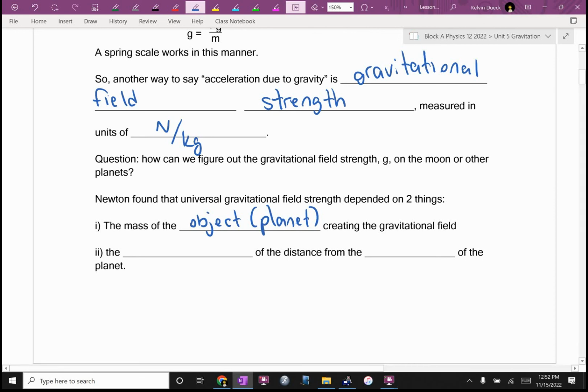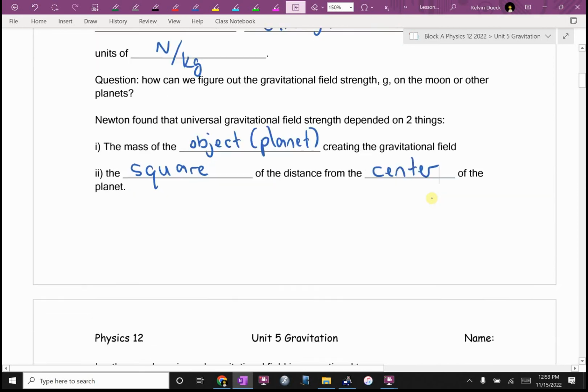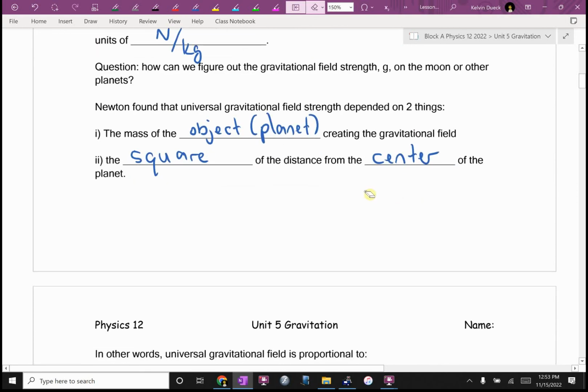And then he also found that it depended on the square of the distance from the center of the planet. But he found this one, as this distance got bigger, gravity got smaller.